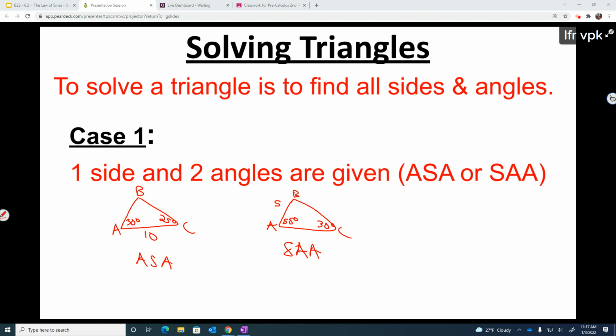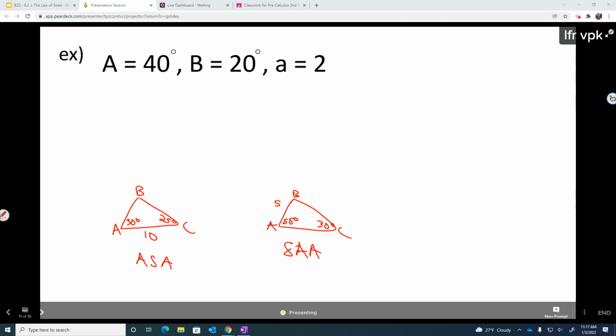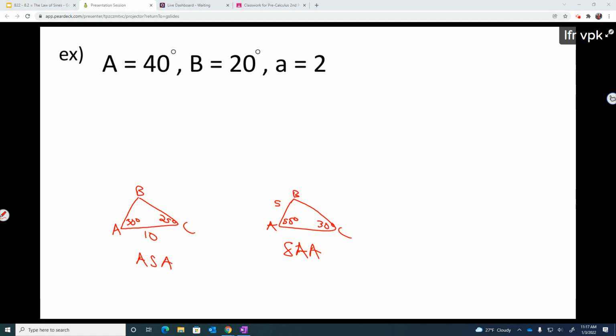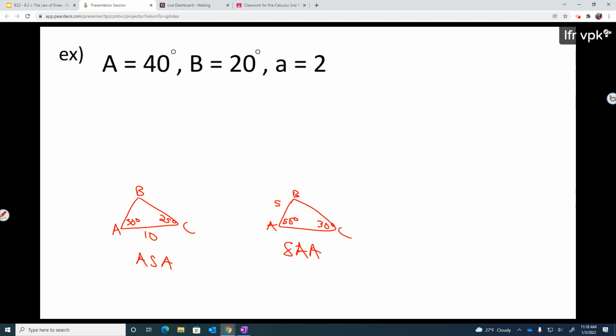Okay, let's try to solve one. So our first example here, we're going to solve this triangle. We're given A is 40 degrees, B is 20 degrees, and little a is 2. Just notice that these are all in degrees. So for this next couple sections, we are going to be talking about degrees rather than radians.